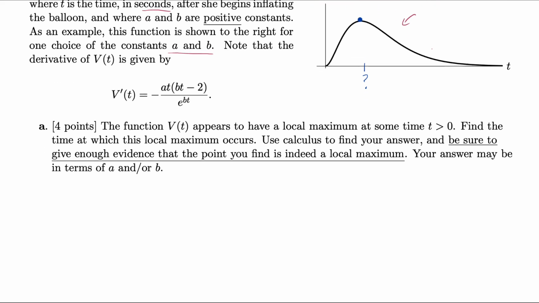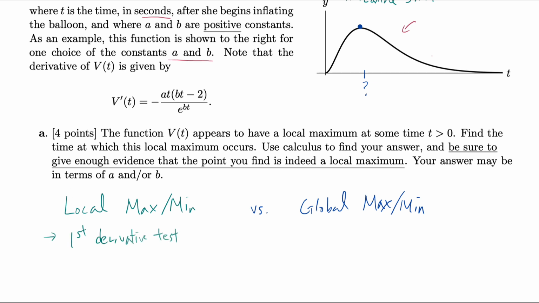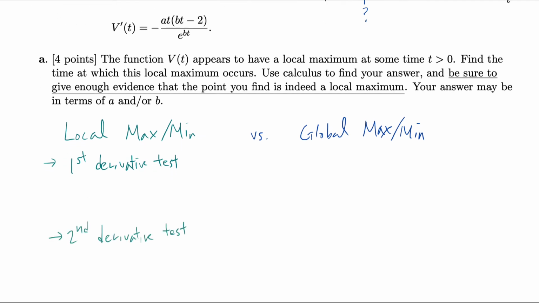So let me quickly go through what kind of techniques we can use to find local maximum. And while we're at it, let me just quickly contrast it with the techniques you need to find global maximum. This is a bit of a digression, but I think it's good to review really quickly. When you want to find local max or min, you can either use the first derivative test or the second derivative test.